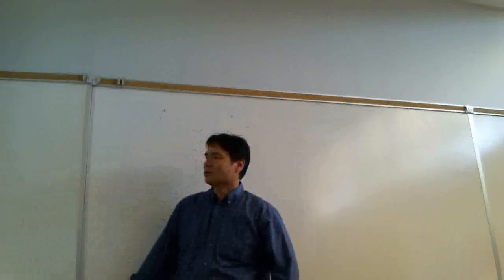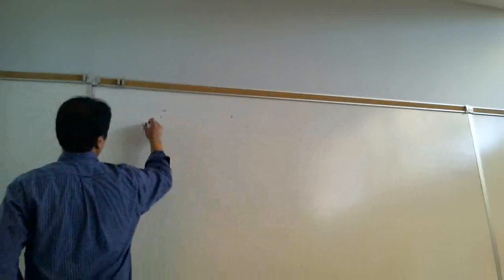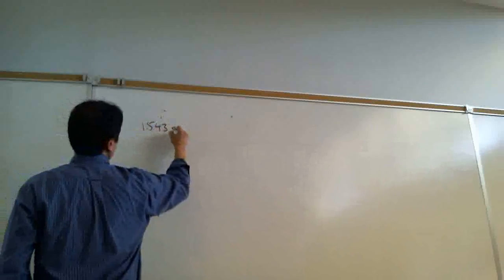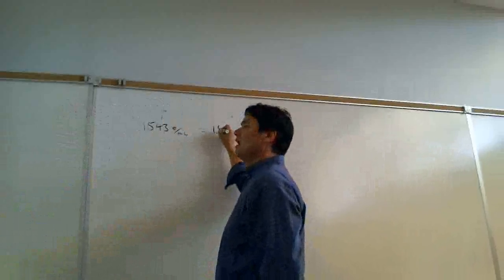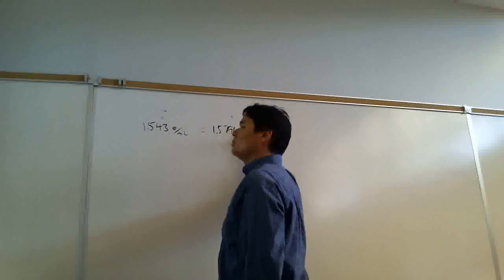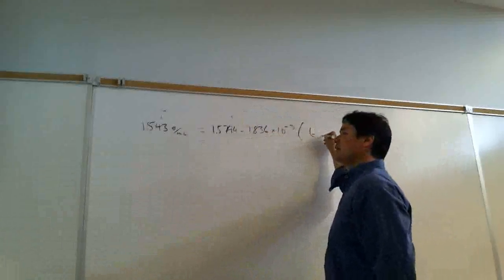But what is the temperature? Can somebody calculate it? The density is 1.543 grams per milliliter. This is equal to 1.5794 minus 1.836 times 10 to the minus 3, T minus 15.